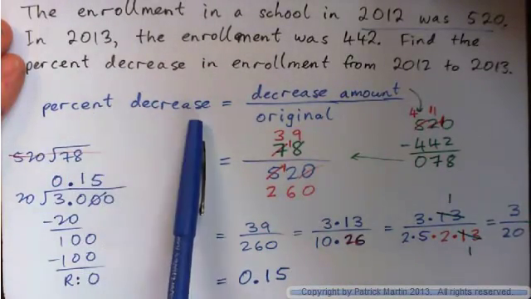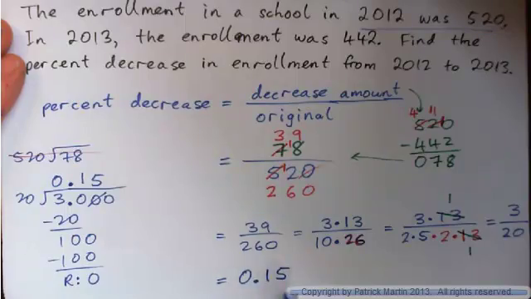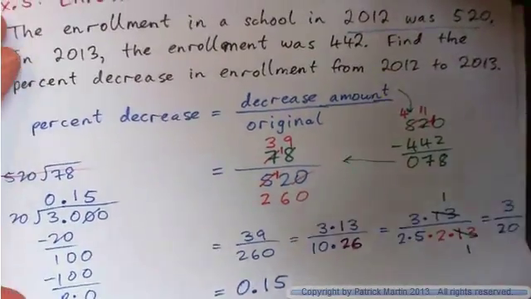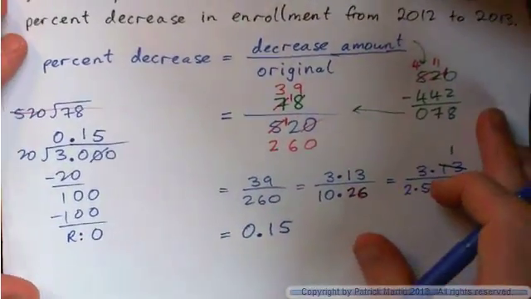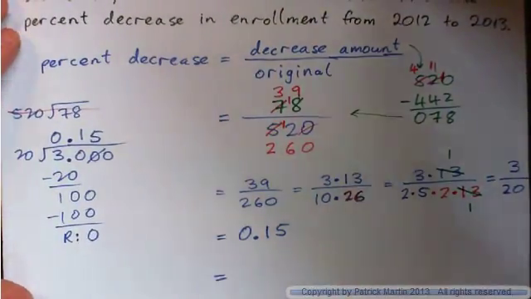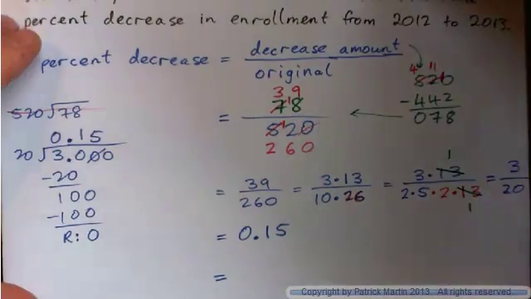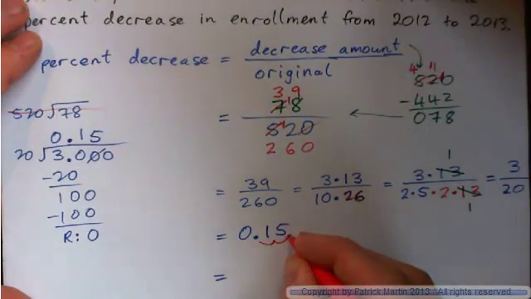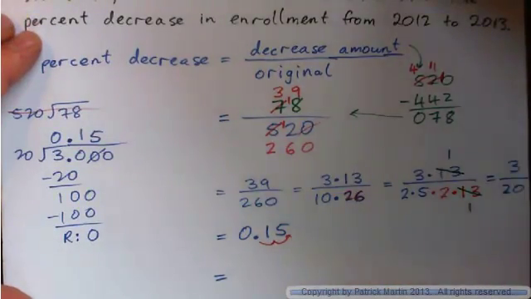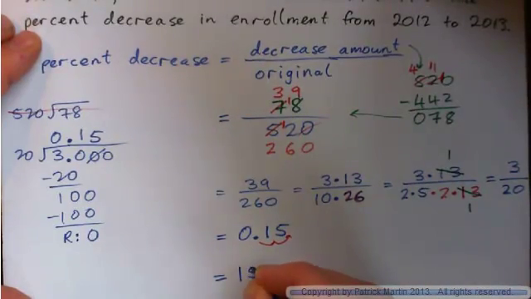So the percent decrease, now we have it in decimal form. So this is fraction form. That's decimal form. Now we have to turn the decimal into a percentage. How do you turn a decimal into a percentage? Do you remember? You've got to move the decimal point 2 spaces to the right. So this becomes 15%. Okay?